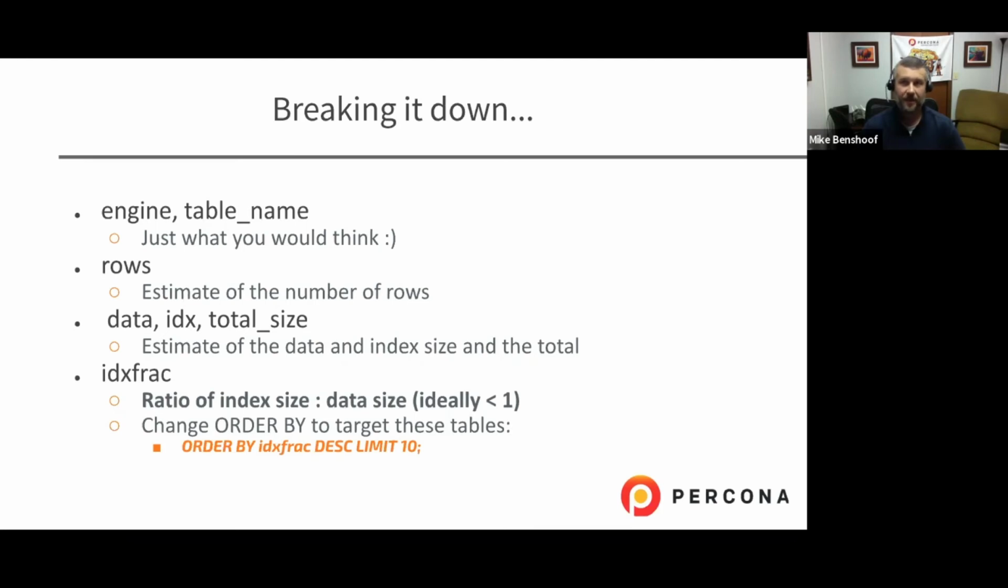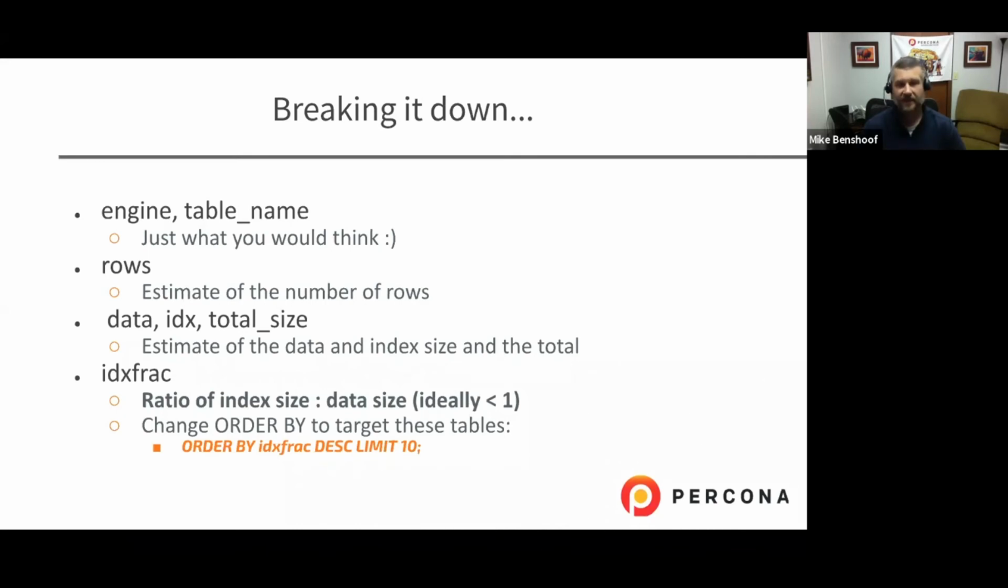The smaller this number, the less overhead we have in terms of disk space for our indexes. Because again, this is the ratio. This is comparing our actual index size to our data size. If we see this number over 1, that means that our indexes are actually larger than our raw data.